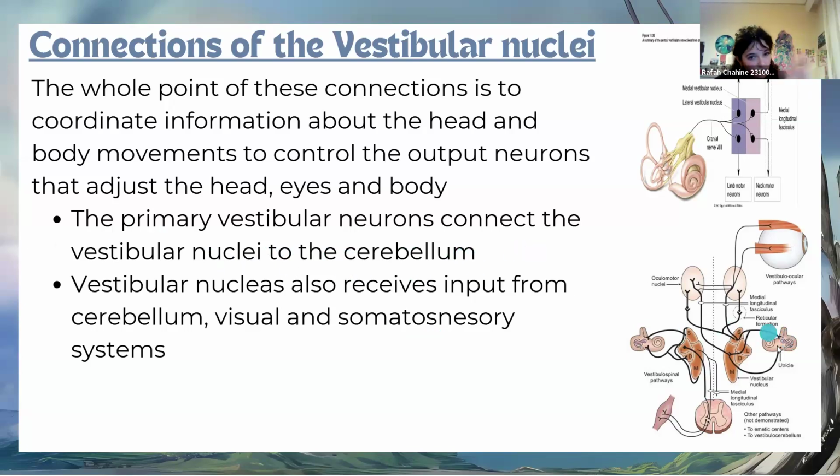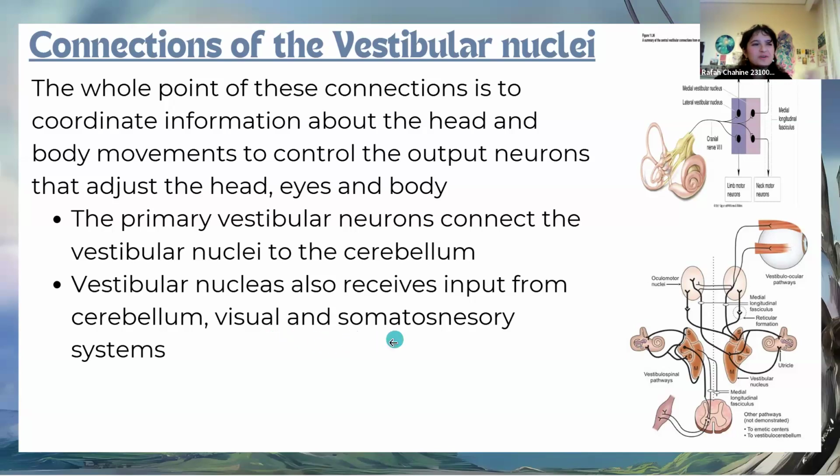The primary vestibular neurons are going to connect to the vestibular nuclei, and that will go to the cerebellum. But that's not the only place it will go to. Keep that in mind. The vestibular nuclei also receive input from the cerebellum, the visual and the somatosensory systems. The reason for that, first of all, from the cerebellum, is to maintain that coordination, that very conscious proprioception. Visual from the eyes, because I'm not going to talk about this. I don't want to spoil it, and we're going to see why.